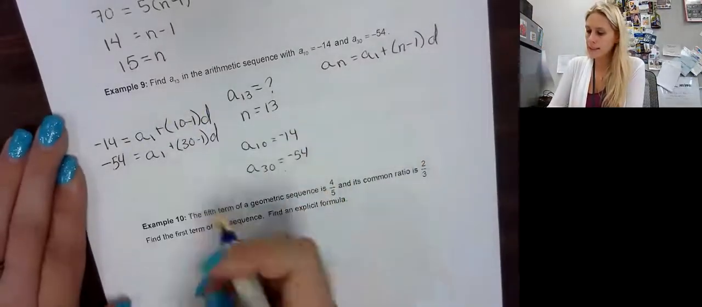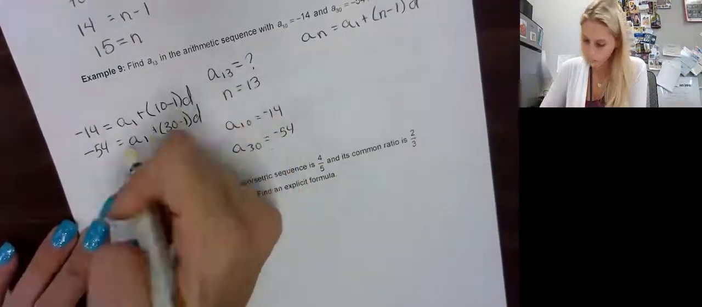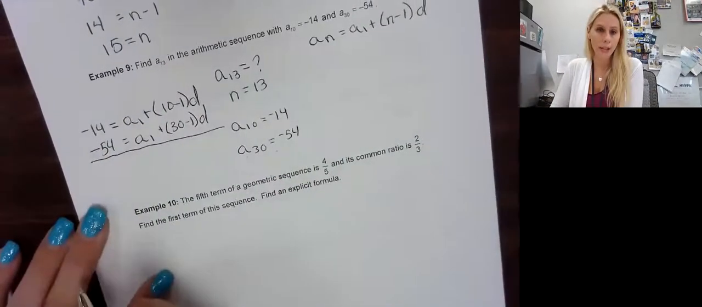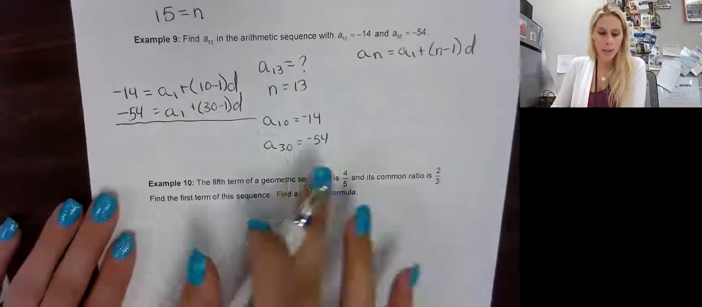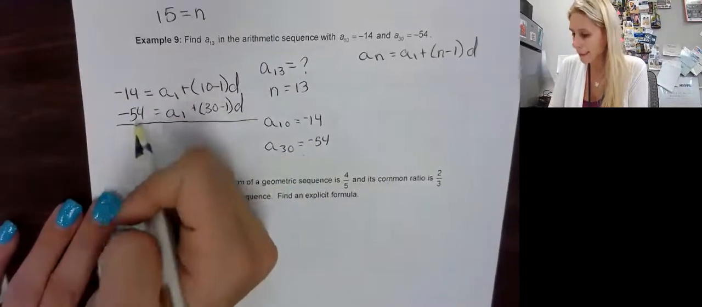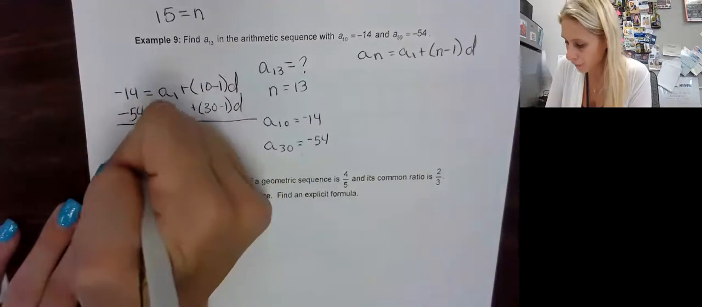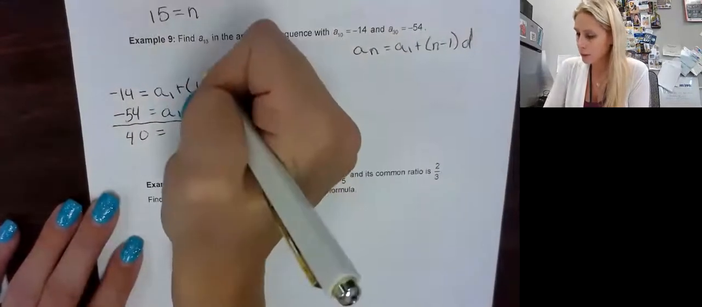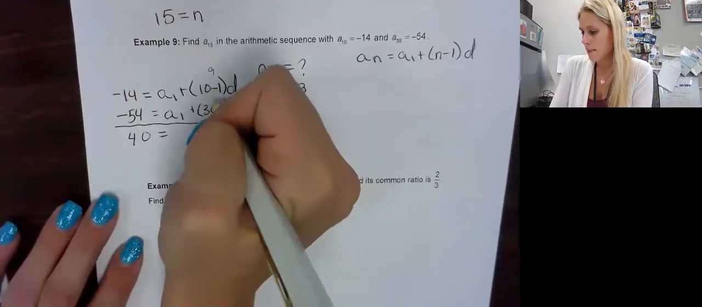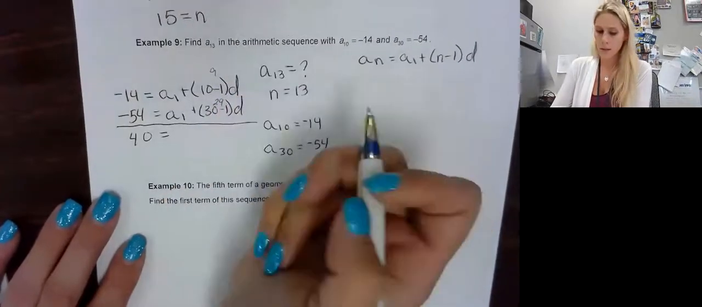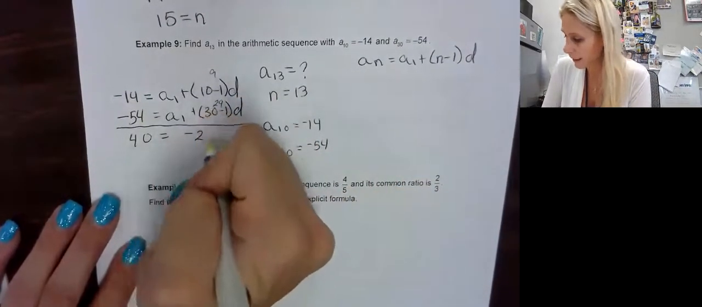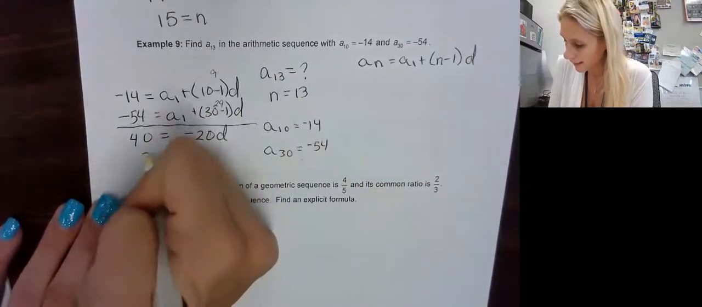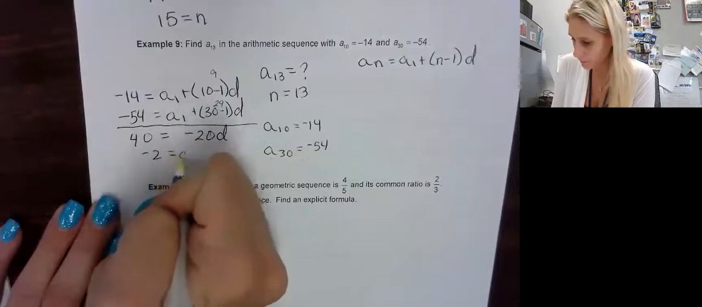And now look, guys, this is a system, right? So I can subtract these straight down and come out with d. Negative 14 minus negative 54 is a positive 40. Now, if you want, guys, you could say this is 9 minus 29, which gives us negative 20d. So negative 2 equals d.